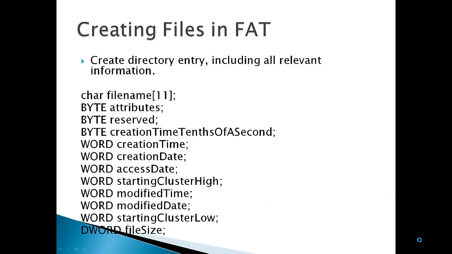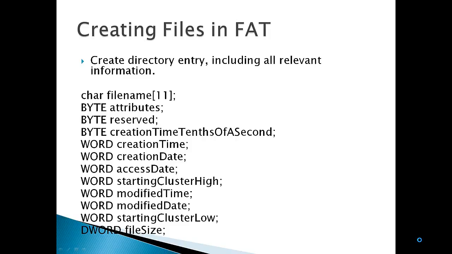So let's go through the sequence of events when the operating system creates files on a FAT device. The first thing that happens is the operating system creates a directory entry. This includes all relevant information, and below you can see the data structure for a FAT directory entry.